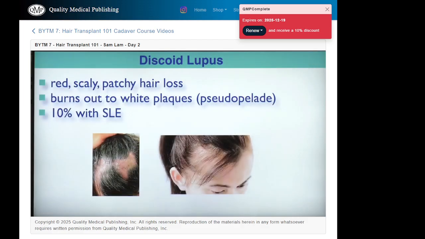Discoid lupus is usually a little bit of a red, scaly, patchy hair loss that burns out to white plaque, so eventually it could look like what's called pseudopelade, which is also known as footprints in the snow. Also, it could look like a burn, people think it could be burned. It could look like burnout lichen planopilaris. And as I said, 10% have systemic involvement.